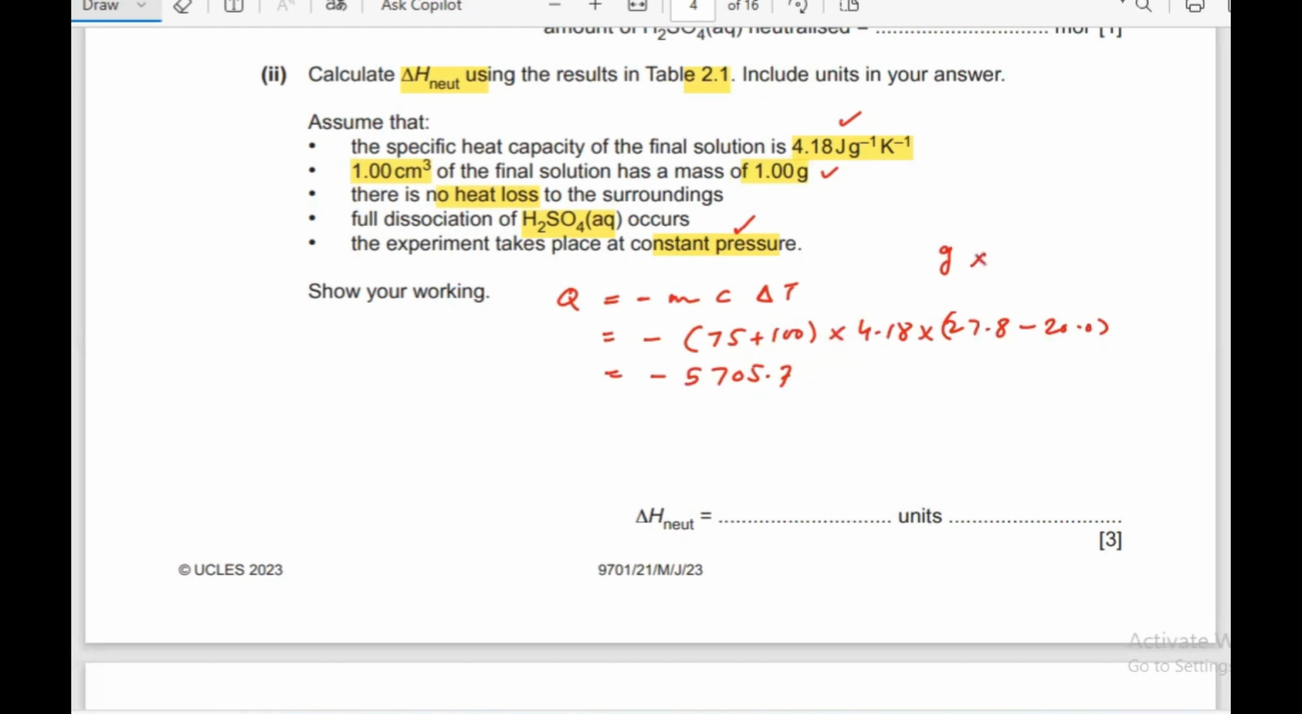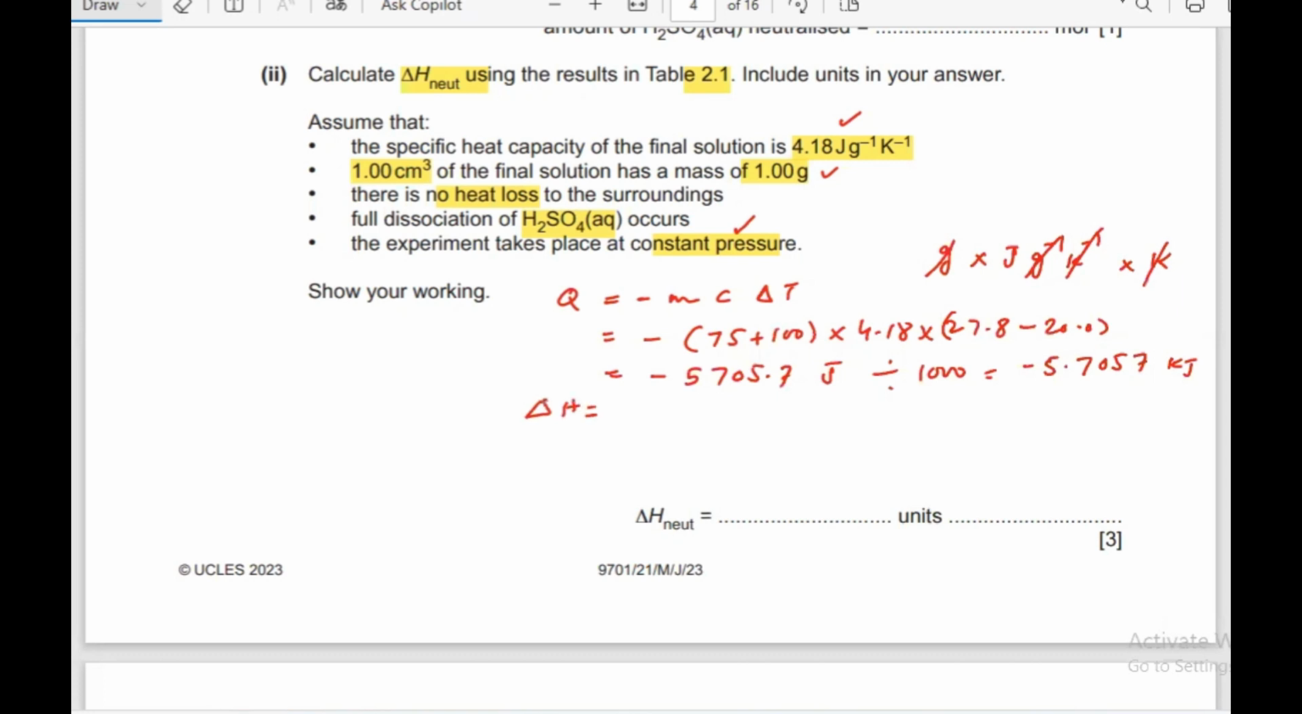Then multiplied by the specific heat capacity, which is in joules per gram per Kelvin. And if you take the difference of temperature, that is in Kelvin. So Kelvin, Kelvin, you can cross this out, grams, grams, and you will get the answer in joules. You can convert it into kilojoules as well, or you can use the same answer, because there are no specific units required. If we divide by 1,000, you will get minus 5.7057, which is in kJ.